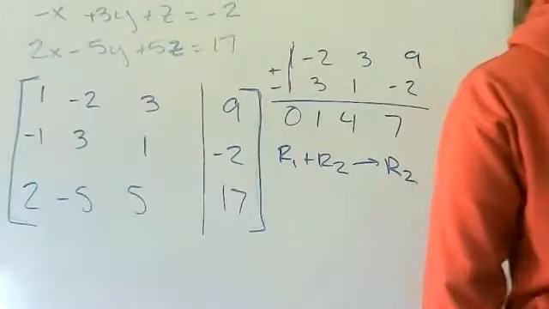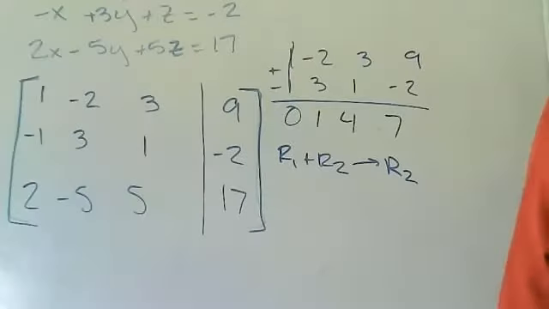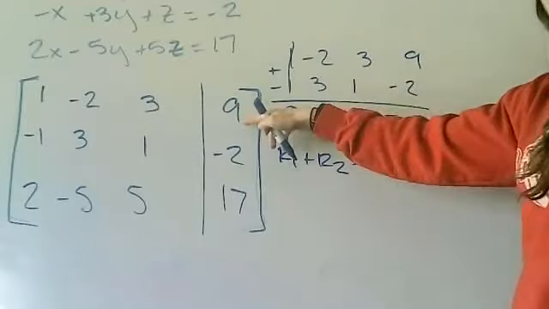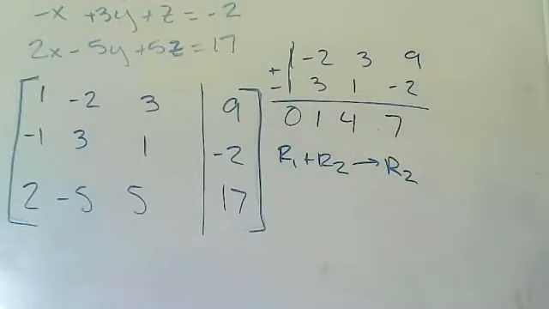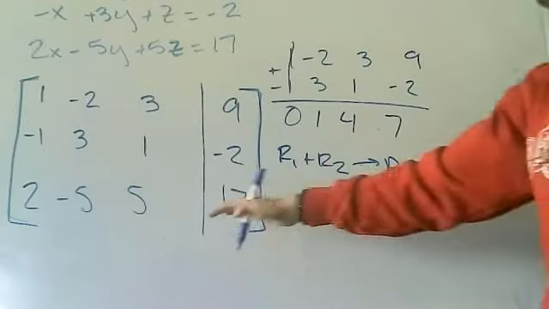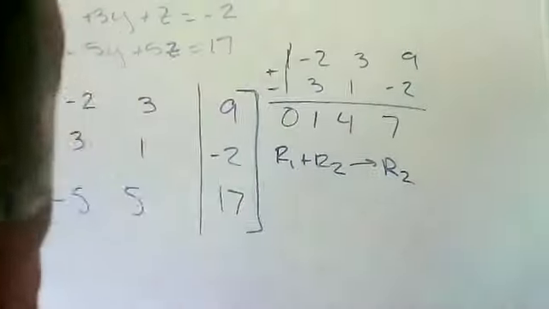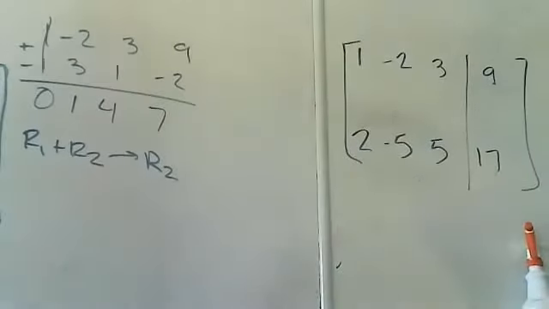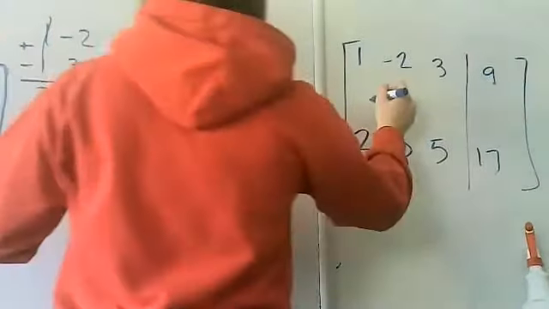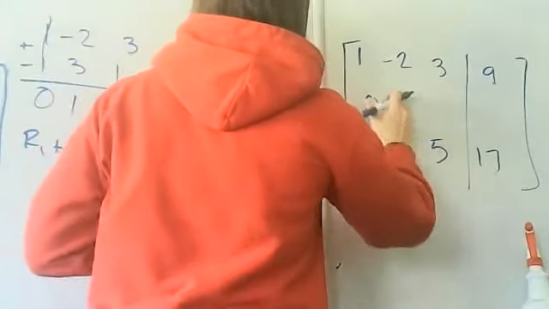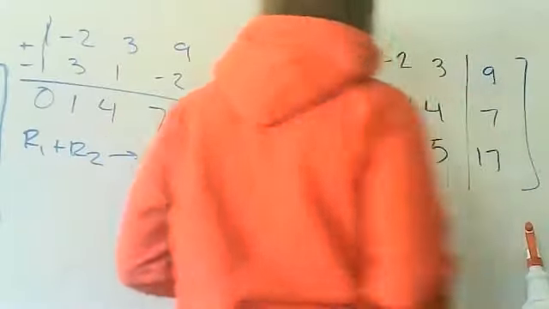Notice in this new matrix, everything else is going to stay the same. So my row 1 is not changing. My row 1 will still be 1, -2, 3, and 9. My row 3 is not changing. That's staying the same as 2, -5, 5, and 17. What is changing is my row 2, and it will now be 0, 1, 4, and 7.